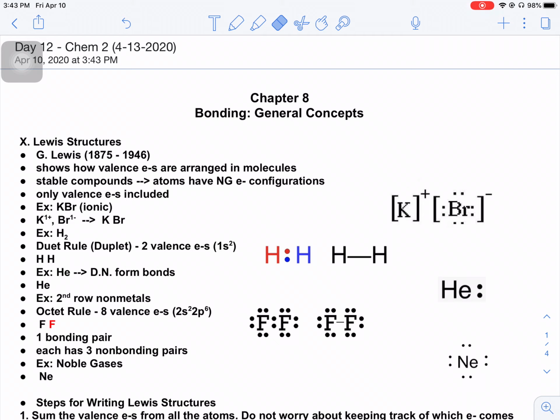All right, so chapter 8, bonding concepts, Lewis structures, a little bit more detail. Hopefully, at this point in the game, you are comfortable drawing Lewis structures for just single atoms. Group 1 elements get 1 dot, group 13 elements get 3 dots. Remember that we've skipped the transition metals because they don't always abide by the same rules that the representatives do. So, a couple things real quick.